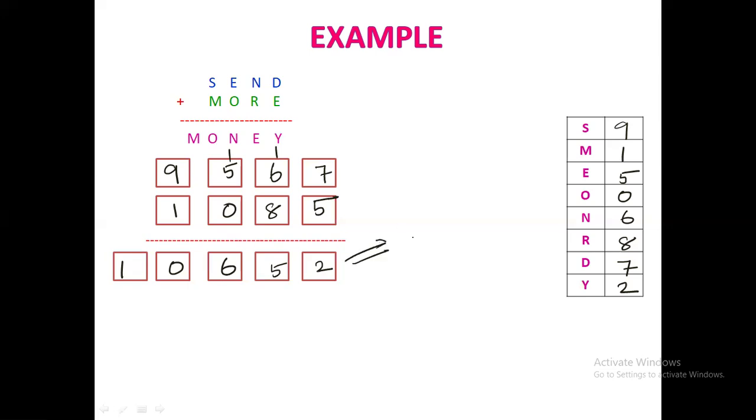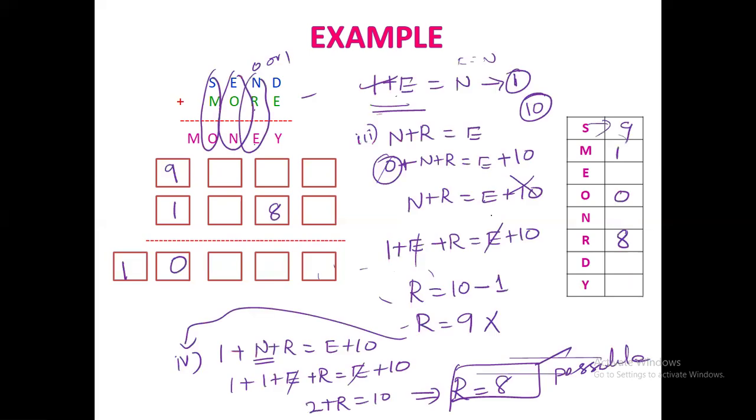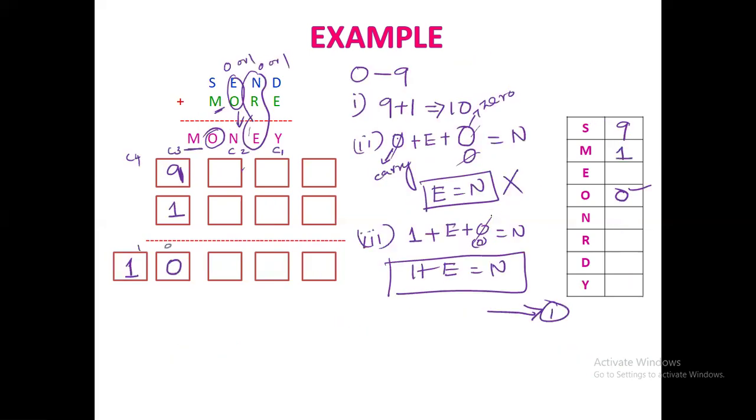So this would be the final answer. Hope everyone understood this problem. So step by step, I'll go one more time. So I have taken the example SEND plus MORE.